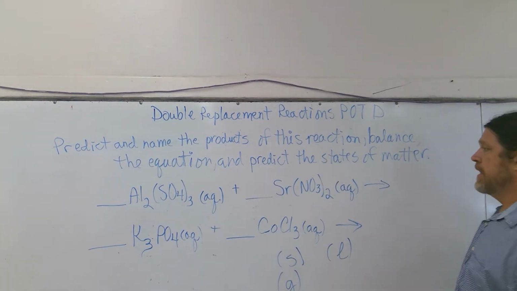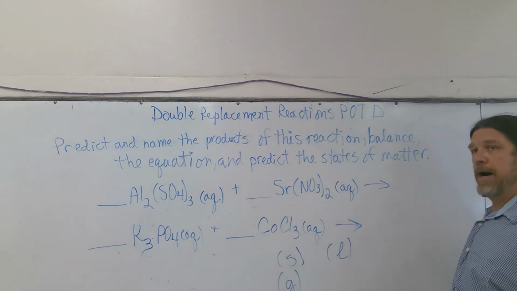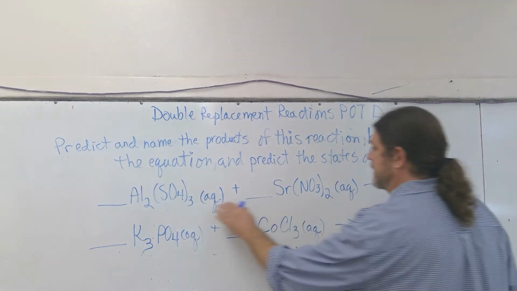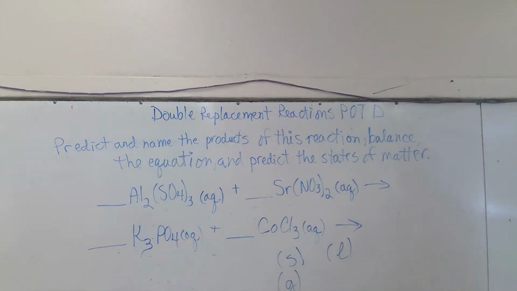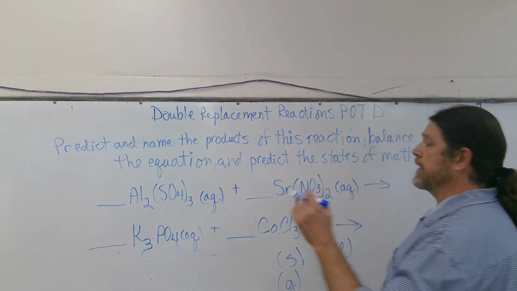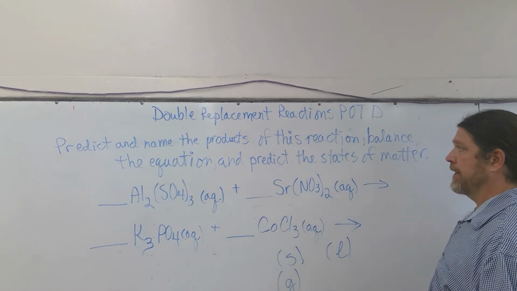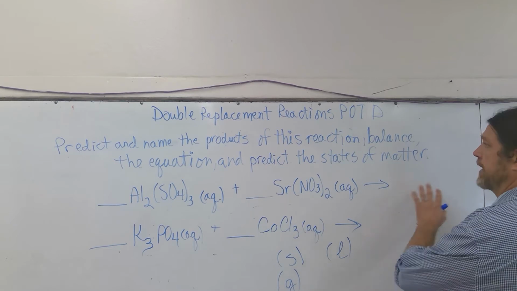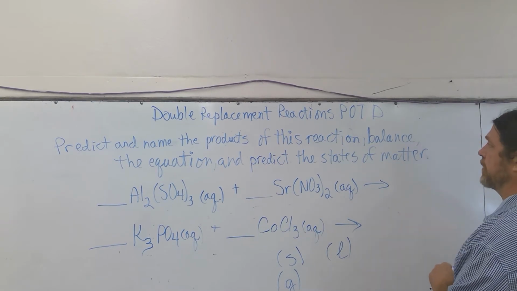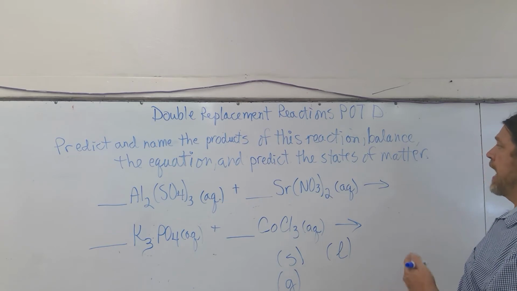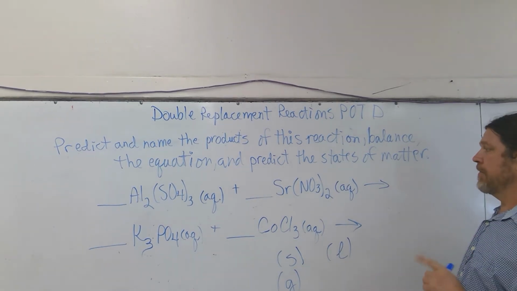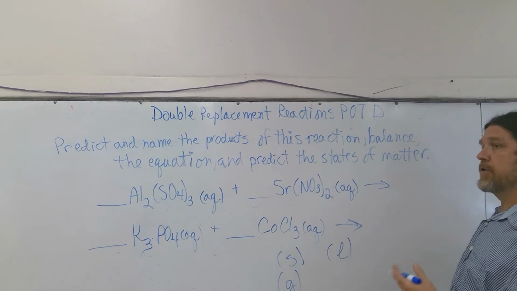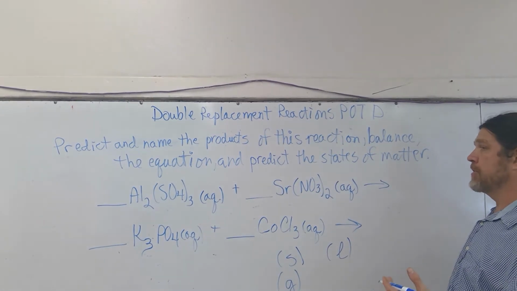So our problem today is we have two reactions that are possible that we have here. And both of them start out with the reactants being in aqueous solution states. In other words, an ionic solid that's being dissolved in water. Okay, so your goal for our problem today is for each of these to predict the products and name the products of this reaction, balance the equation, and predict what states of matter they will be in, whether they will be in aqueous, dissolved states in water, or if a solid precipitate will form.